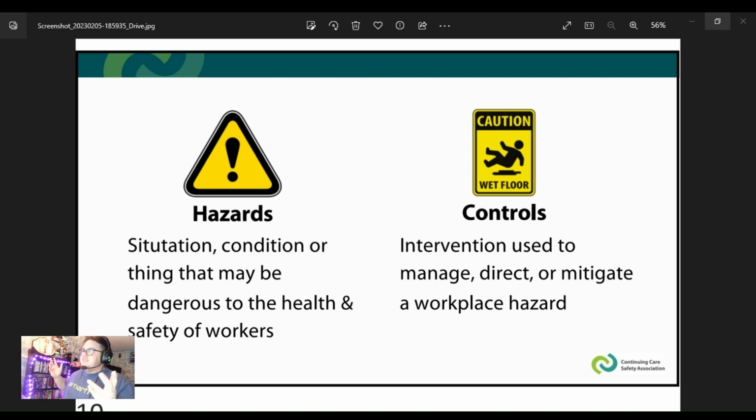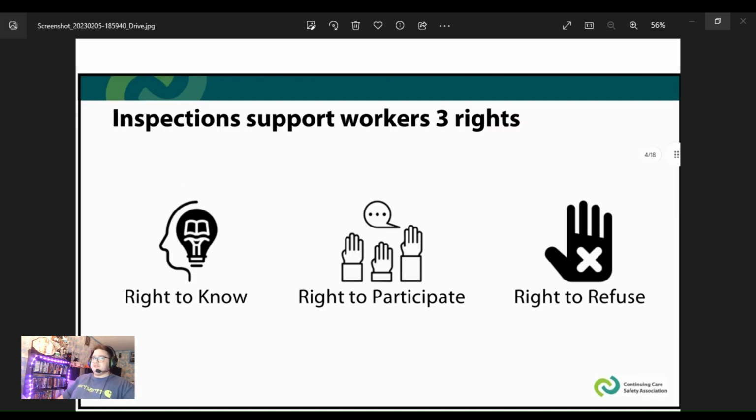And then we have controls. Controls are basically interventions put in place to mitigate hazards. They're used to manage, direct, or mitigate workplace hazards. And look at that. Wait a minute, I've seen this one before too. This is from the last video series. Fantastic. This makes my job a lot easier.